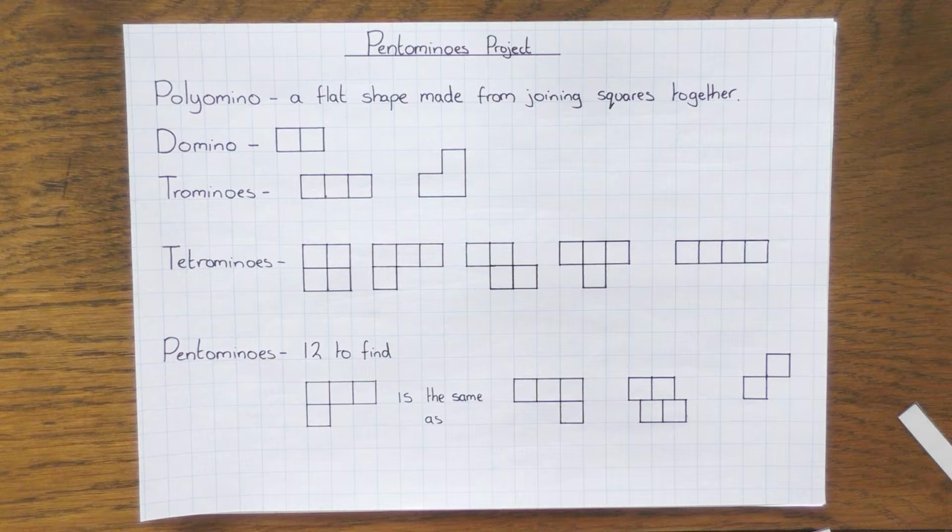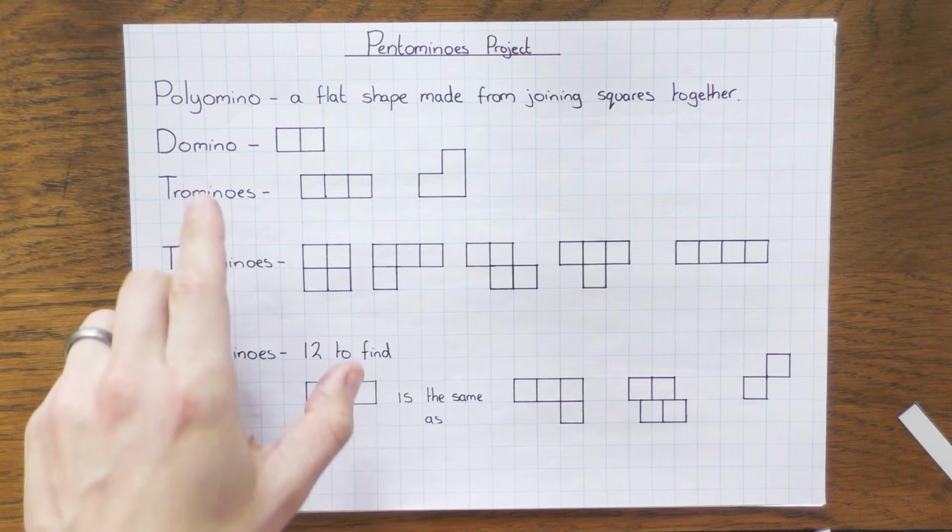Hello everyone and welcome to the Maths Pentominoes project, or challenge if you like. So first of all, let's have a little chat about what a pentomino is. It's part of the Polyomino family, which basically is just a flat shape made from joining squares together.